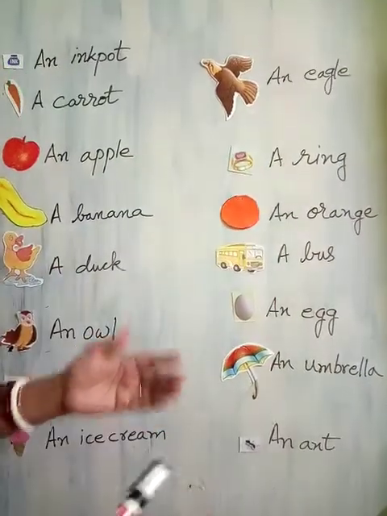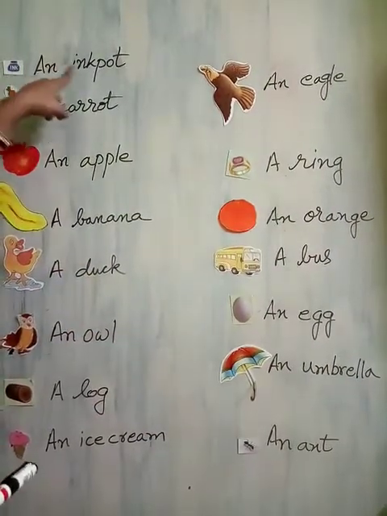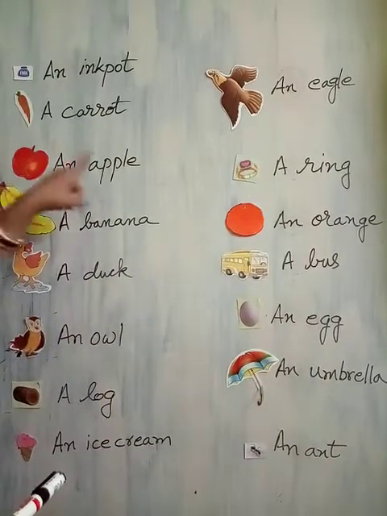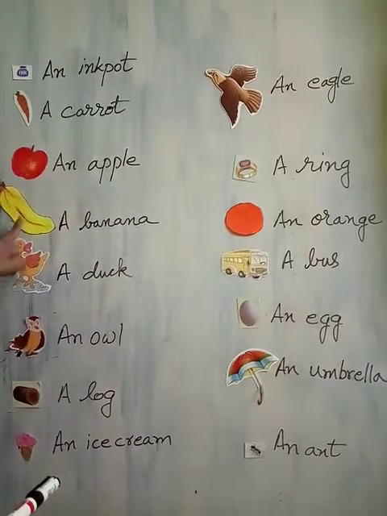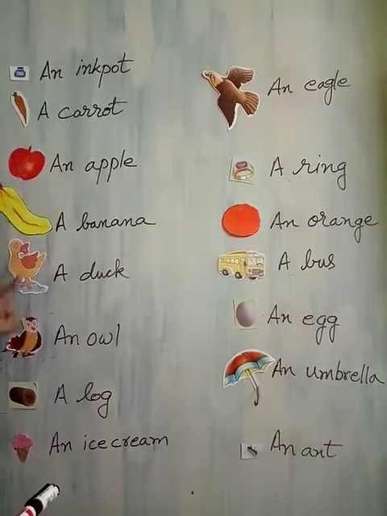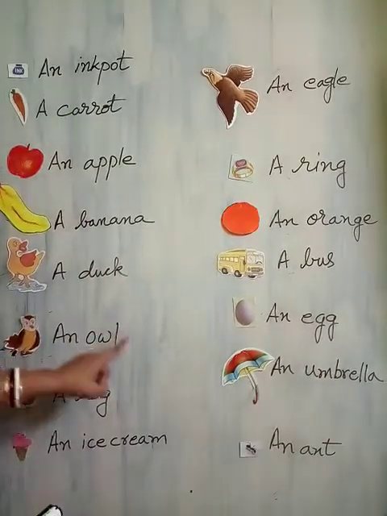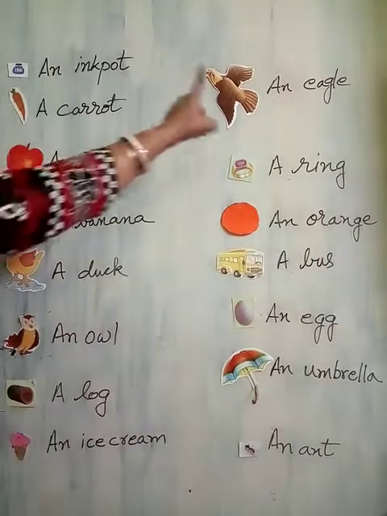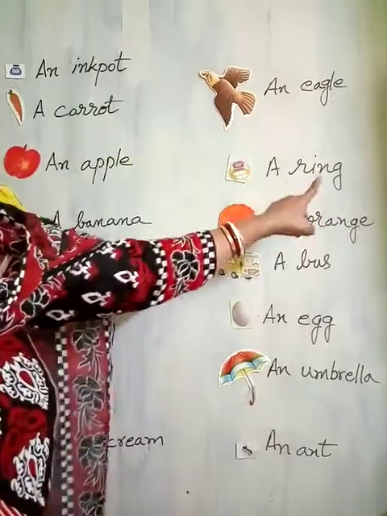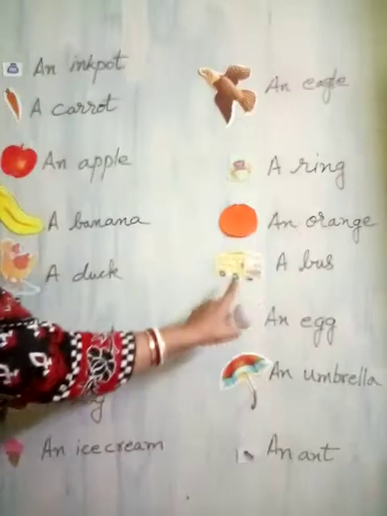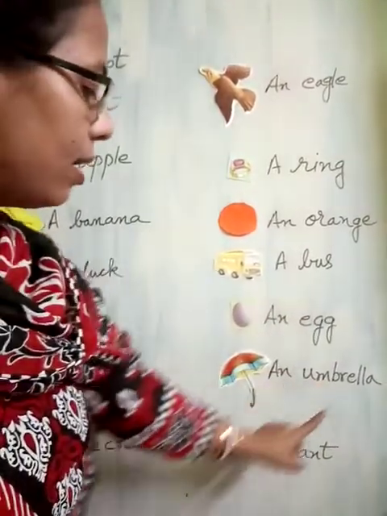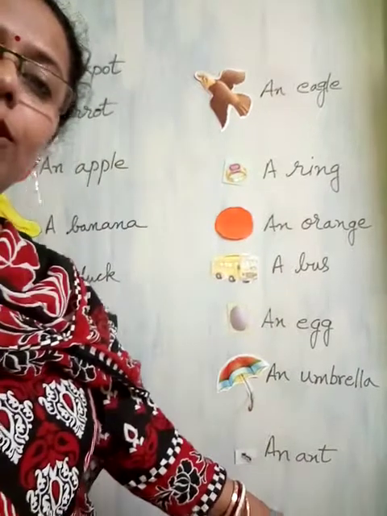Is it clear? So let us do the revision. An ink pot, a carrot, an apple, a banana, a duck, an owl, a log, an ice cream, an eagle, a ring, an orange, a bus, an egg, an umbrella, and an ant.